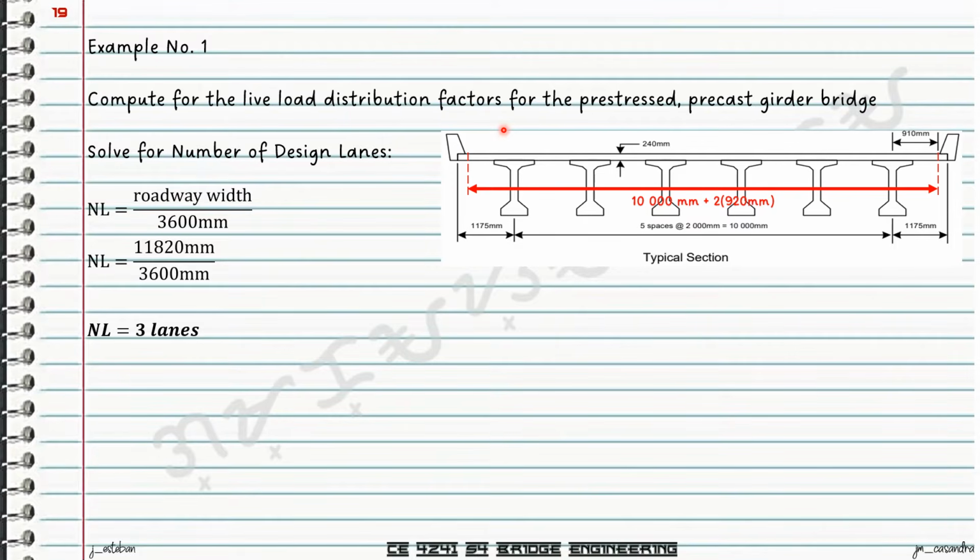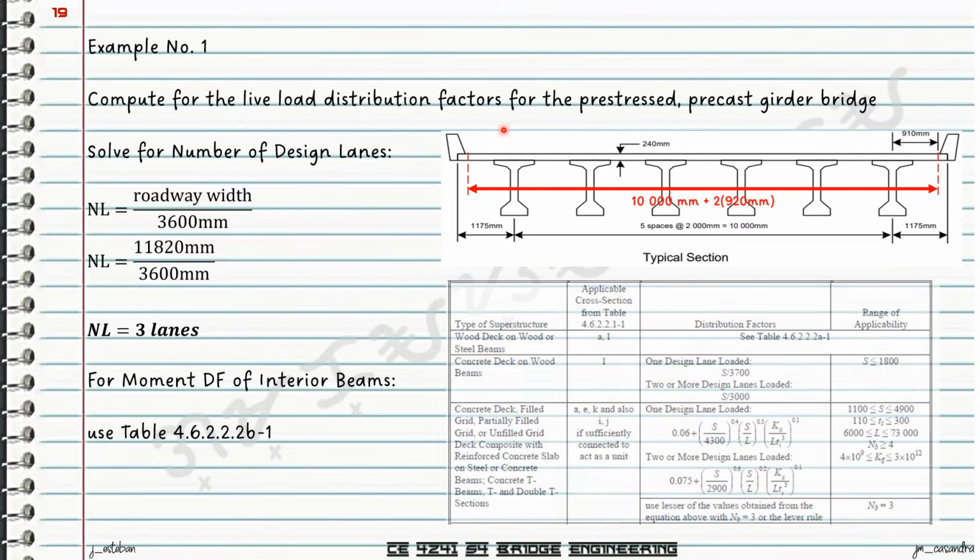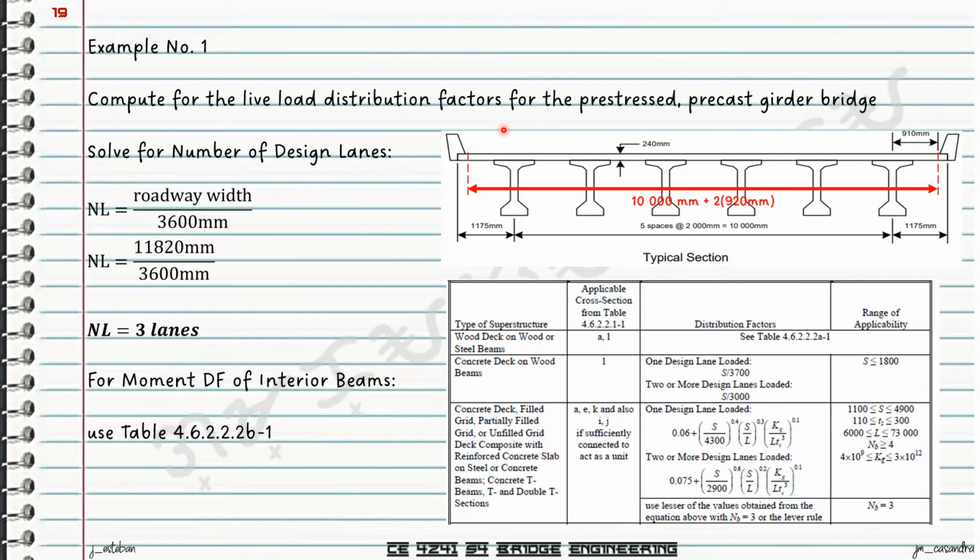So from there, we now start off with the computation of the moment distribution factor in our interior beams. To identify our equations for the moment distribution factor, we use table 4.6.2.2.2b-1. So again, from our first table or from the given table, our section is K.